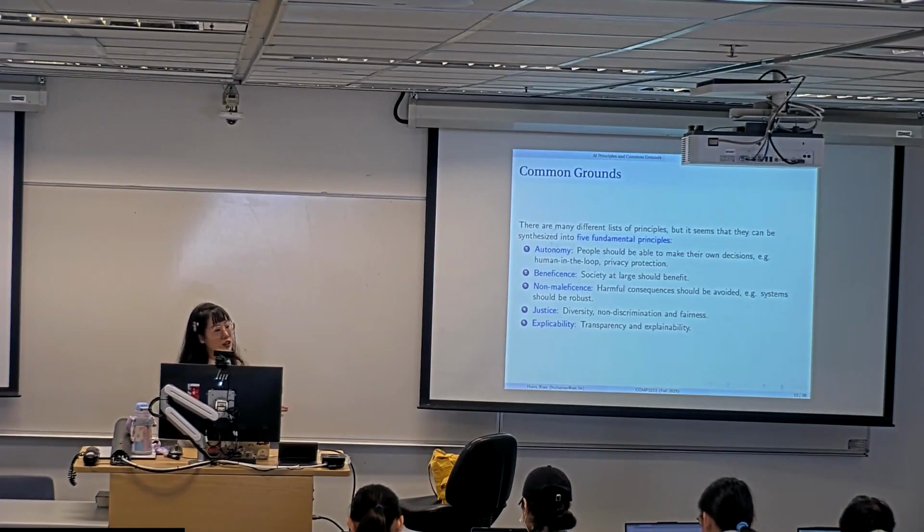First, autonomy. Autonomy means people's autonomy, of course, not AI's autonomy. People should be able to make their own decisions. For example, when we build AI models used for crucial decisions, we need to ensure a human in the loop. That is, the AI should function under people's supervision. This is the human in the loop, and also ensuring privacy protection.